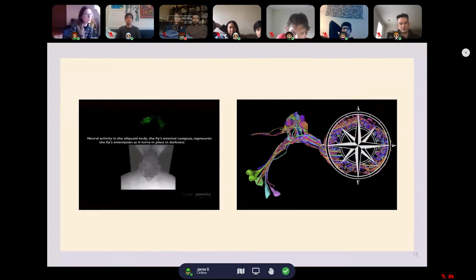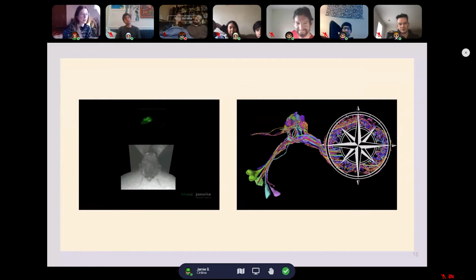And so you can see as the fly moves around in the world, you can watch a ball of neural activity rotate around this ring. So that's this little green ball of electrical activity as the fly orients itself on the sphere here.